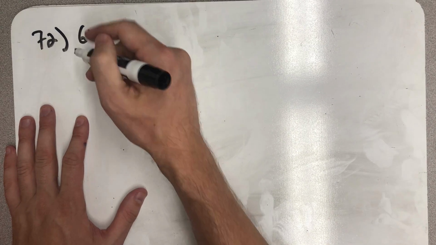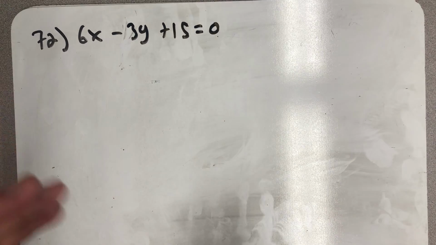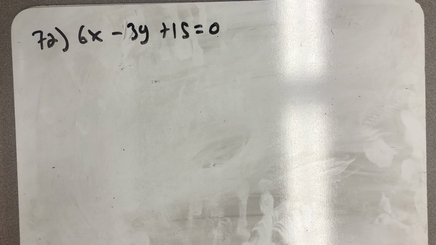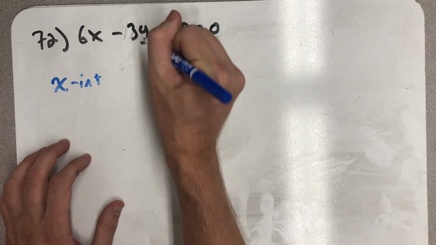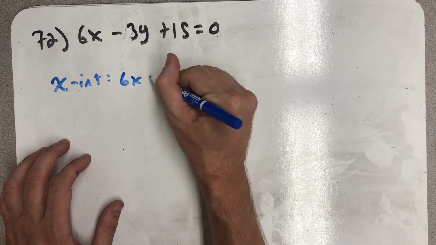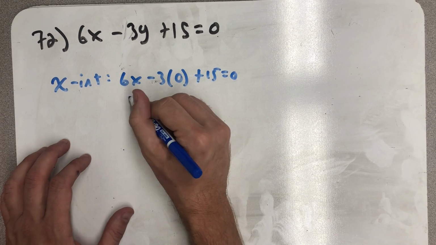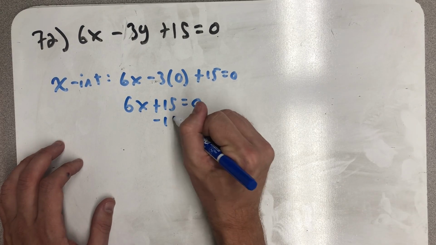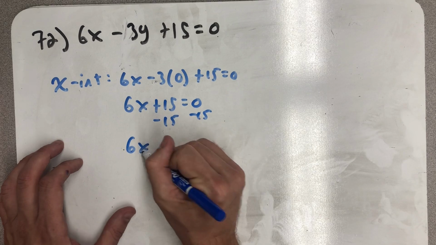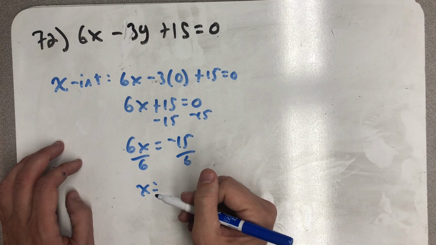I almost wrote the problem down wrong. 6x minus 3y plus 15 equals 0. So this time we're asked to graph that line by finding its intercepts. I remember that if I want to find an x-intercept, I plug 0 in for y. Well, 3 times 0 is 0, so I just really have 6x plus 15 is equal to 0. Take 15 away from both sides, divide by 6, and I'll find the location of that x-intercept.